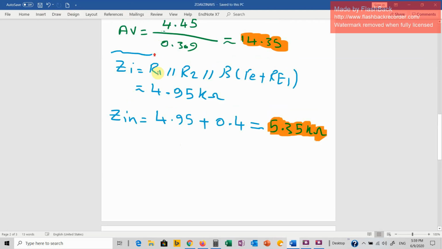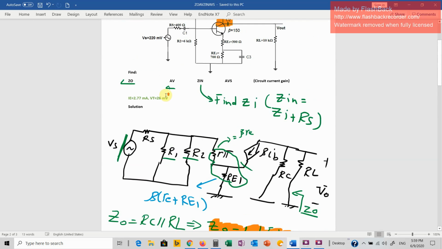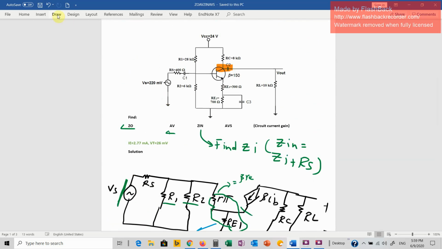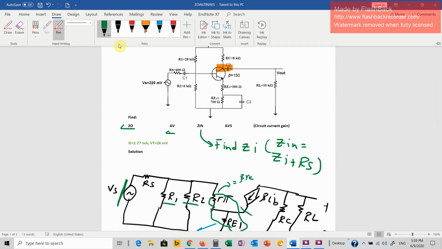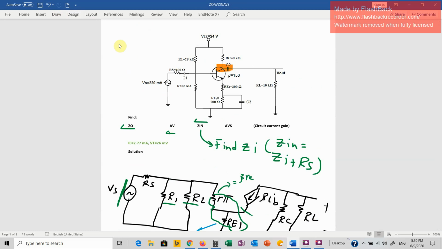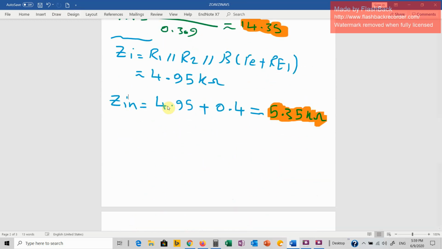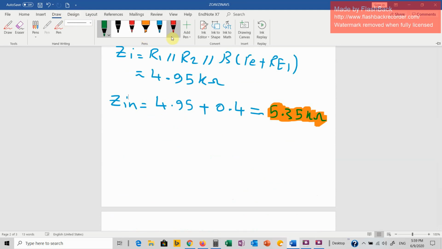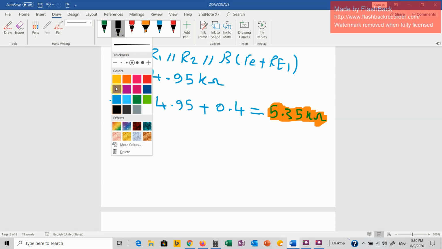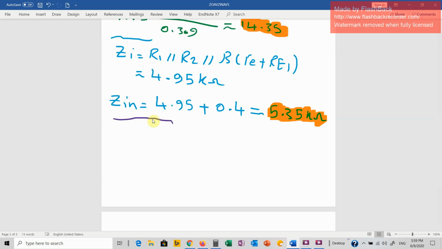Okay, so that's done. Now we are ready to find the total voltage gain, AVS. I also have derived this for you.